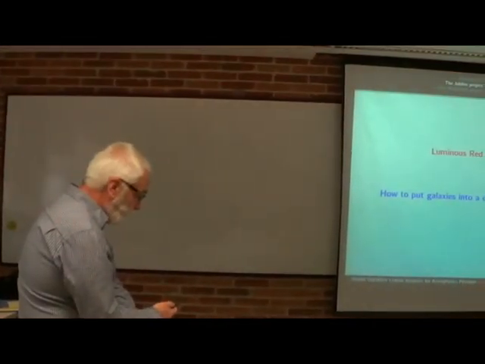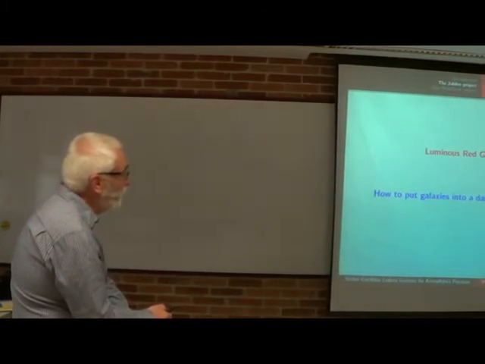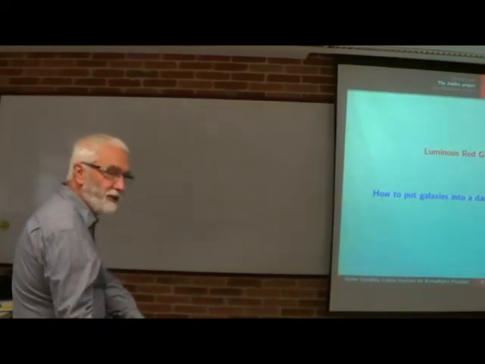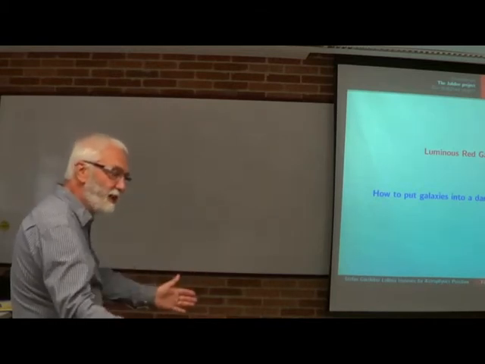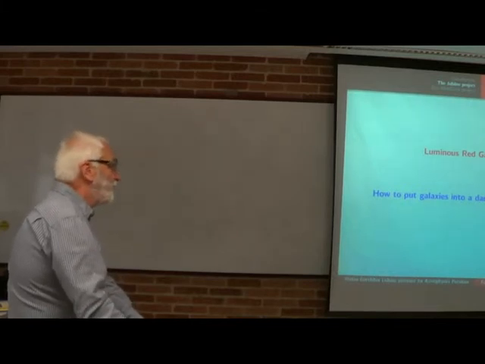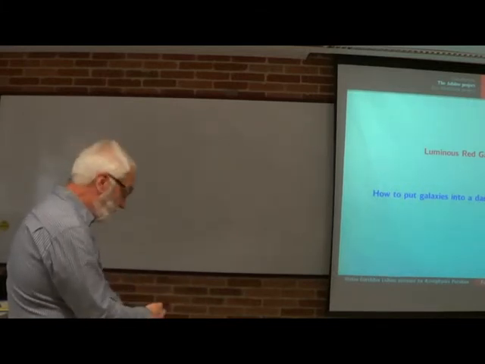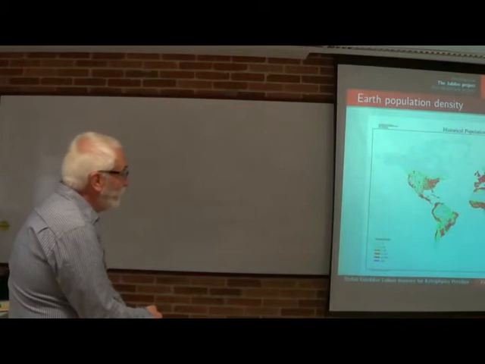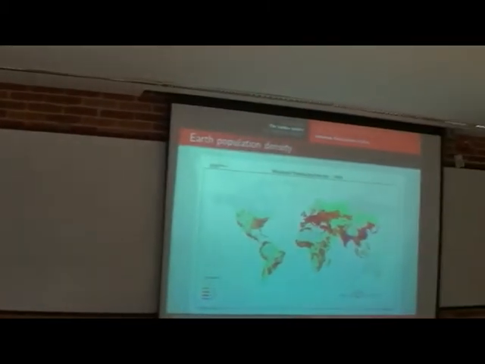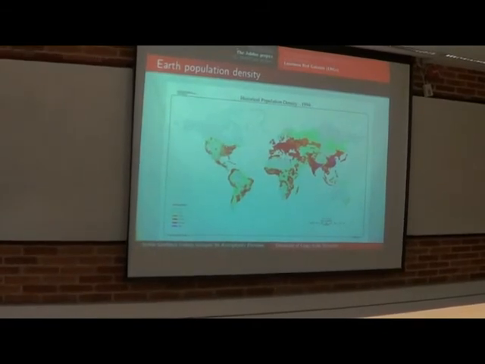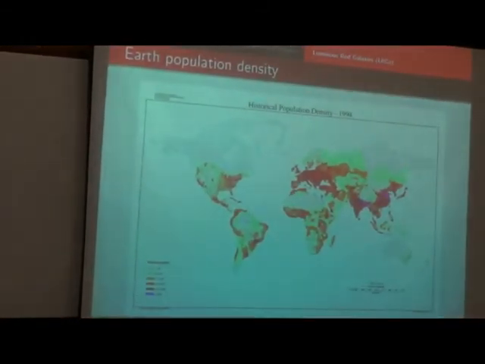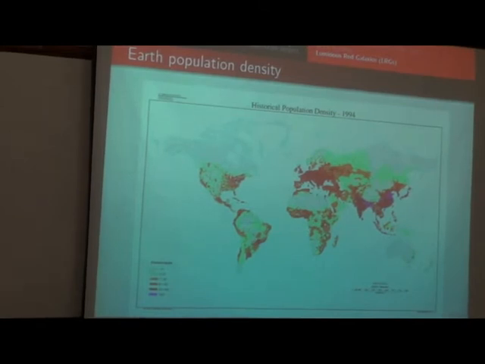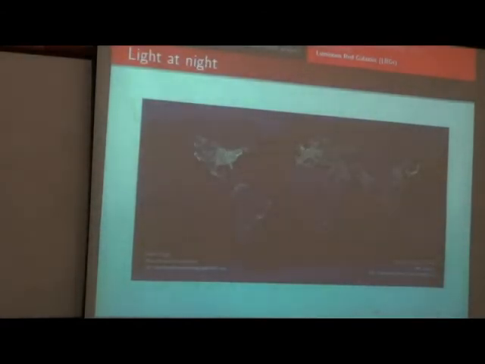Now, another thing we wanted to study in these simulations are luminous red galaxies. The main question is, we have billions of dark matter particles. Where are these luminous red galaxies in the distribution of these billions of dark matter particles? How do we put galaxies into the dark matter halos? To give you an idea where the problem is, I'm showing you population density in 1994 on the Earth. Now if somebody, maybe an observer from outside, would look at the Earth, you wouldn't see this population density, but you would see something like that.